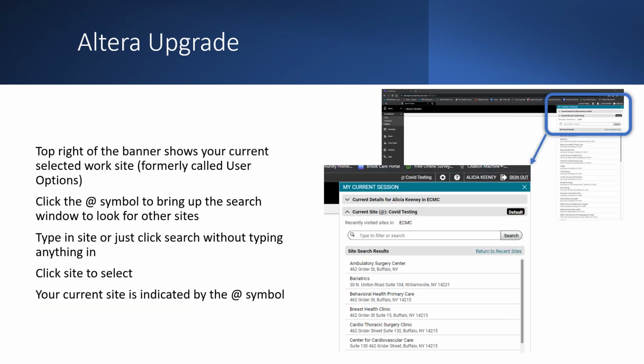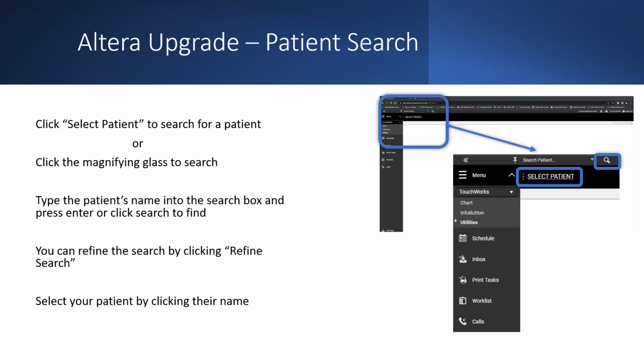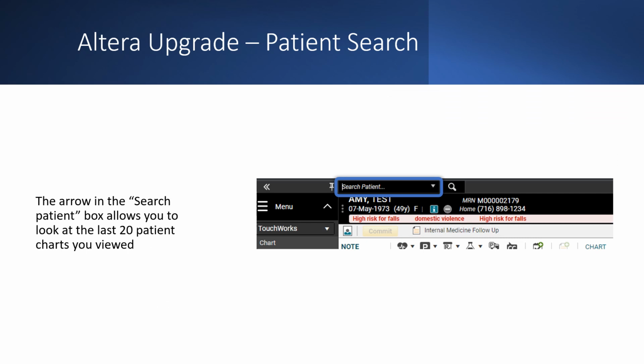User options is now called My Current Session. This is where you choose the site that you are working. To search for a patient, you can click Select Patient or the magnifying glass. In the search box, you can type in the last name, the date of birth, or the medical record number. The down-facing arrow in the Search Patient box will allow you to view the last 20 patient charts that you were in.